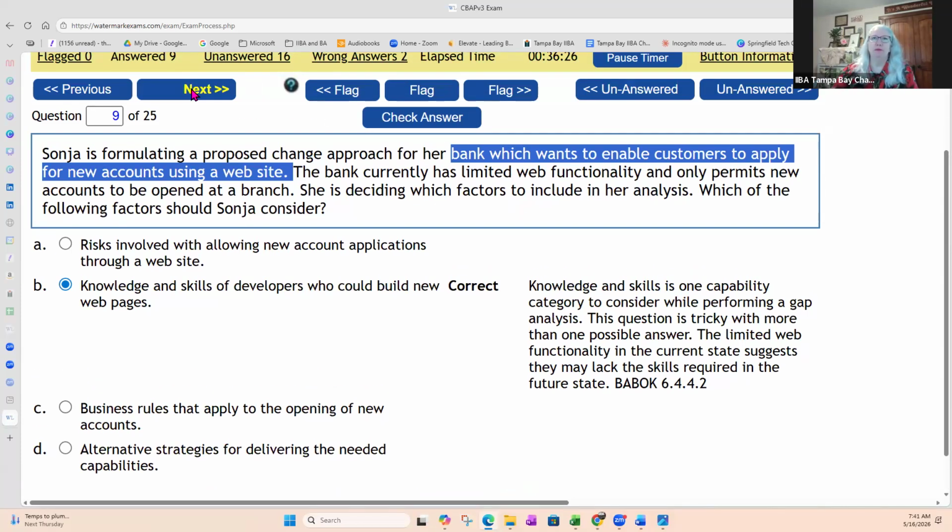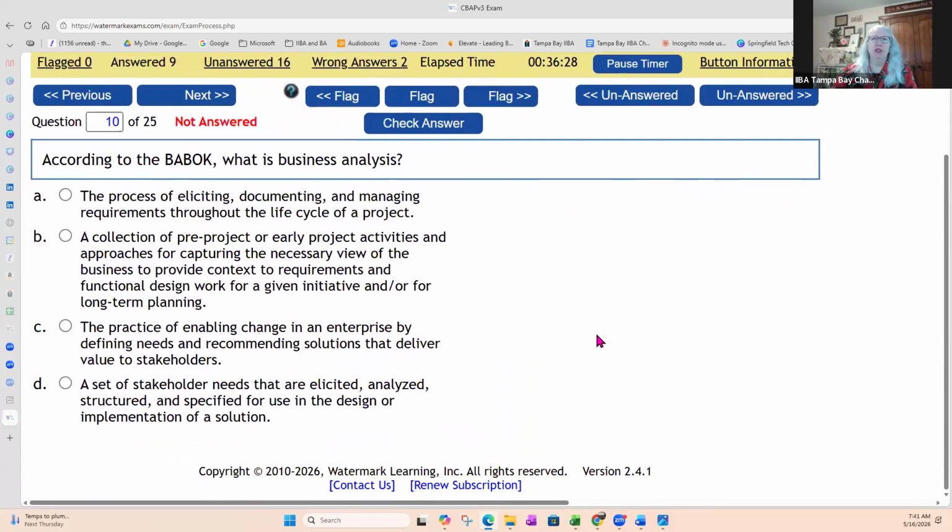Okay, let's move forward. According to the BABOK, what is business analysis?